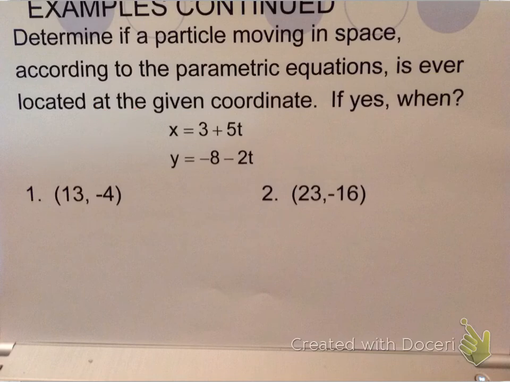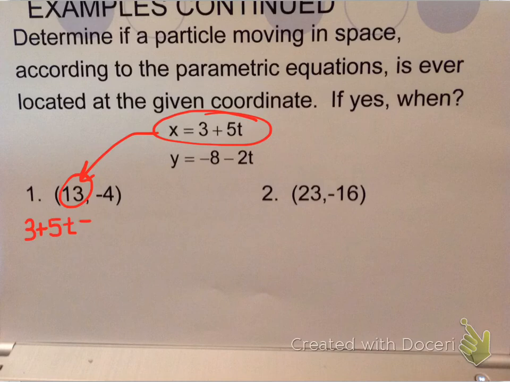The first step is to figure out when does my moving object hit this x-coordinate. Okay? So I'm going to do that. I'm going to figure out when is my x equation equal to 13. When do I hit that x-coordinate? So I subtract the 3 and I divide by 5. And so I know that at time equals 2, I have the correct x-coordinate. Okay? Now, here's where you have the two options.